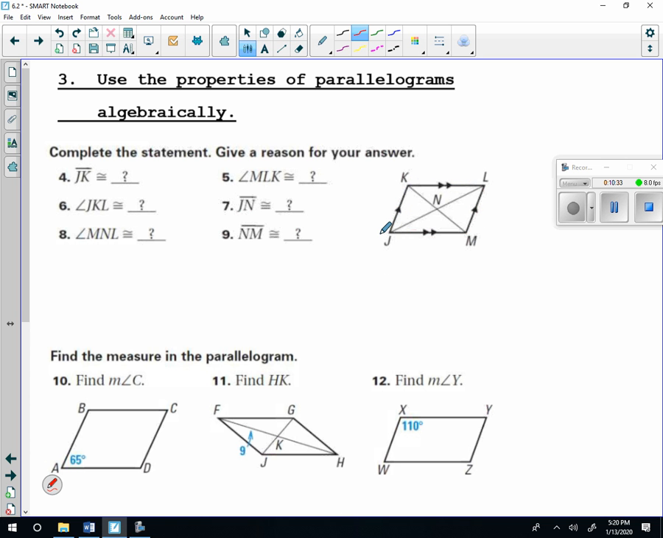Number 7 reads segment JN in red would have to be congruent to segment NL in blue, because again, in a parallelogram, the diagonals cut each other in half. Therefore, the blank in number 7 should read segment NL. Moving on to number 8. Number 8 says angle MNL.